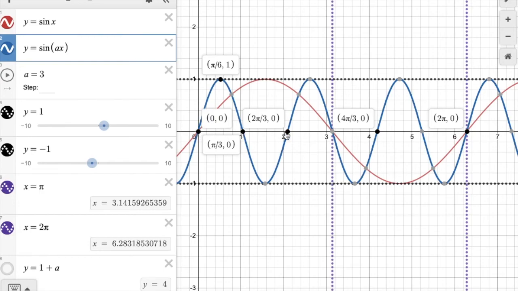You can have pi over 3, 2 pi over 3, 3 pi over 3, that is pi, 4 pi over 3, and you know this is 5 pi over 3. And then you have 6 pi over 3, that is 2 pi. It is very easy to label using gradient, right?